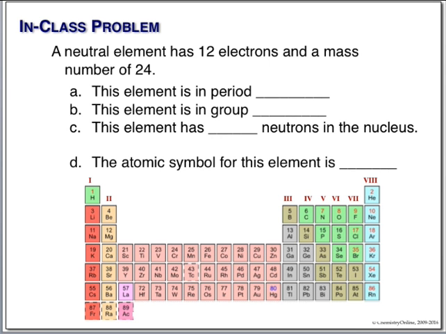If it has 12 electrons and it's neutral, it has 12 protons, right? So its atomic number is 12. You look at your periodic table and you find number 12. And by George, it's magnesium. So go ahead and fill in the rest.